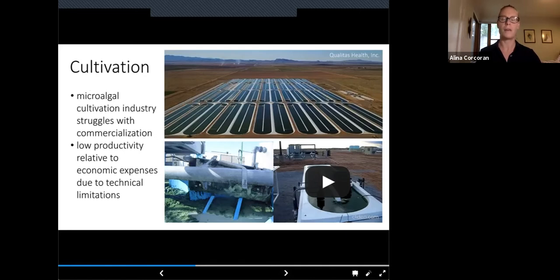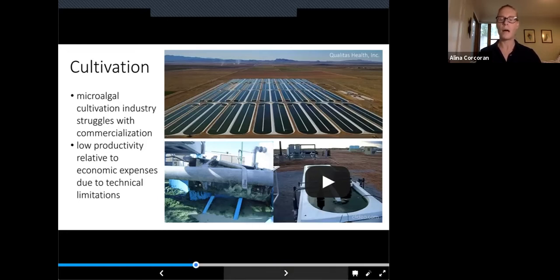This image on the bottom left shows a dissolved air filtration unit. Basically you add a polymer to the pond and to the product, and that algae flocculates, gets all clumpy, and you can scrape that algae off.